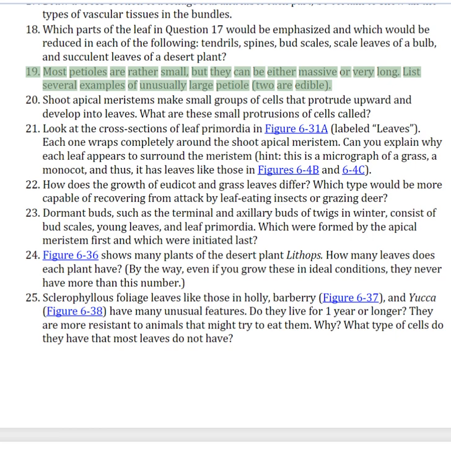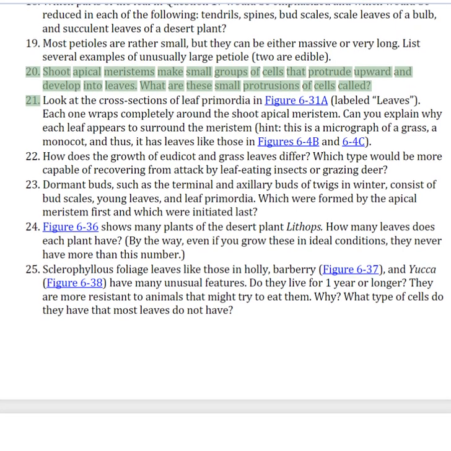19. Most petioles are rather small, but they can be either massive or very long. List several examples of unusually large petioles. 20. Shoot apical meristems make small groups of cells that protrude upward and develop into leaves. What are these small protrusions of cells called?